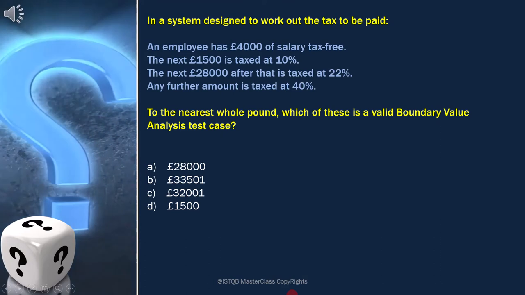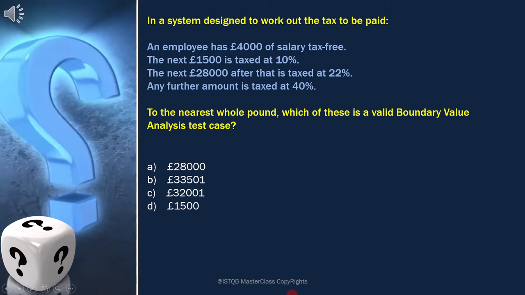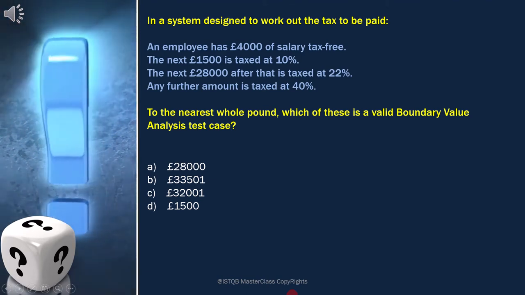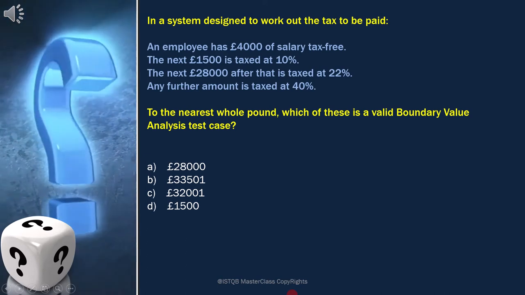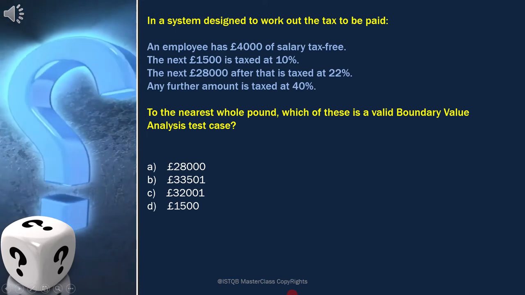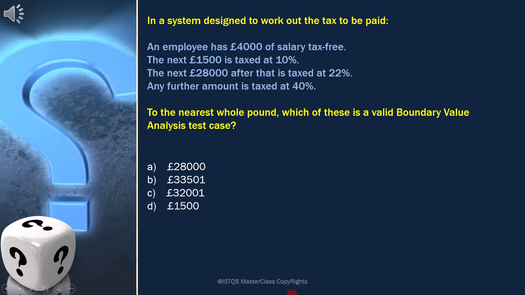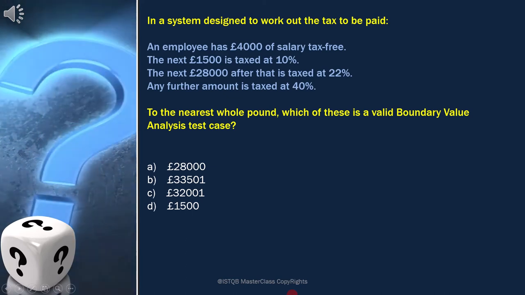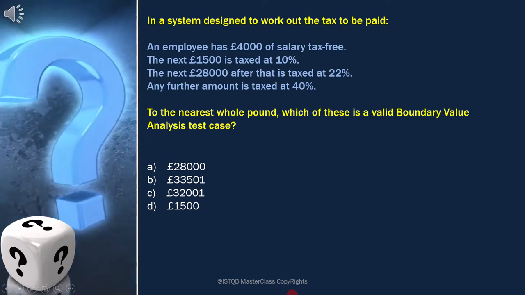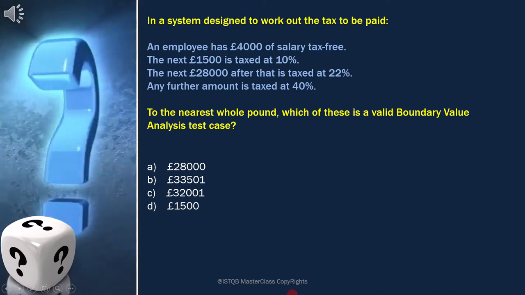Here the question is, in a system designed to work out the tax to be paid, an employee has 4,000 euros of salary tax free. The next 1,500 is taxed at 10%. The next 28,000 after that is taxed at 22%. Any further amount is taxed at 40%. To the nearest whole pound, which of these is a valid boundary value analysis test case? And these are the options.